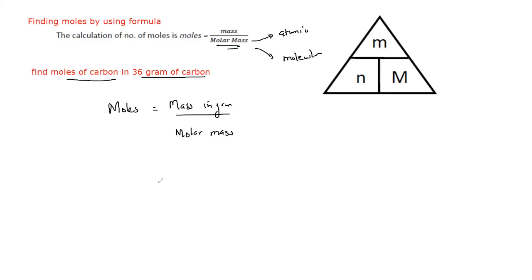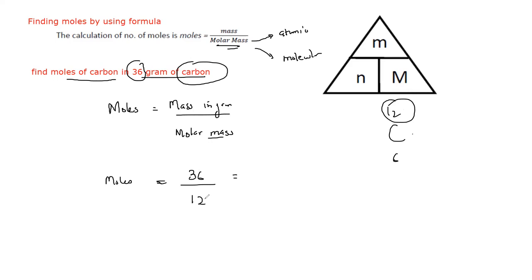the molar mass. Now what is the mass in gram given? The mass in gram, that is 36, divided by molar mass. Molar mass here, the mass of carbon. What is the mass of carbon? For that you have to check a periodic table. When you see the periodic table, you will find carbon mass is 12. So it will be 36 divided by 12. So if 36 is divided by 12, what we will get? We will get 3 moles.